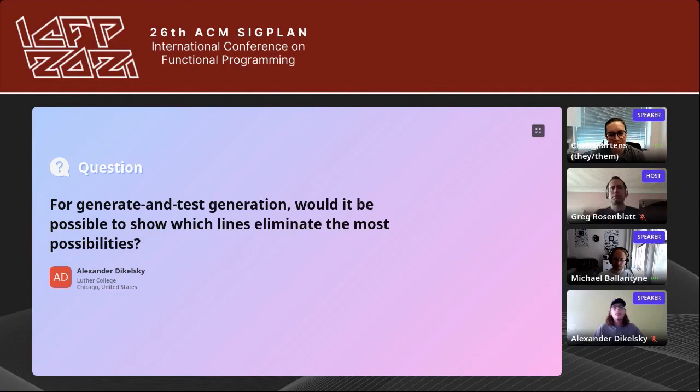It reminds me a bit of decision tree learning, in which you try to construct a decision tree where the most differentiating decisions are closer to the root of the tree. And since that kind of thing is automatable, it seems like maybe something like that would be as well. All right, thank you.